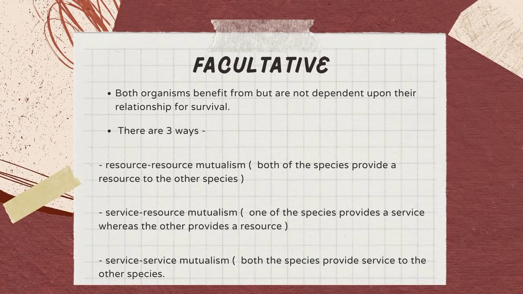Facultative mutualisms. In facultative mutualisms, both organisms benefit from but are not dependent upon their relationship for survival. Facultative mutualisms can be described in one of three ways: resource mutualisms, service-resource mutualisms, and service mutualisms. In resource mutualisms, both of the species provide a resource to the other species. In service-resource mutualisms, one of the species provides a service, whereas the other provides a resource. In service mutualisms, both the species provide service to the other species.